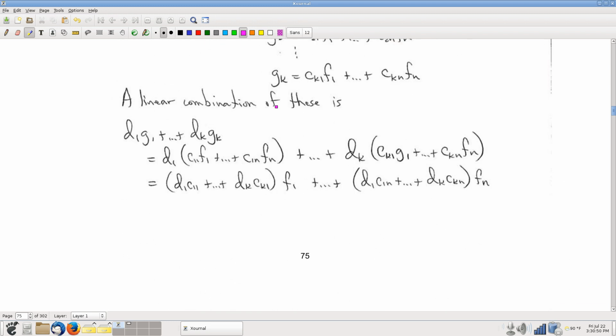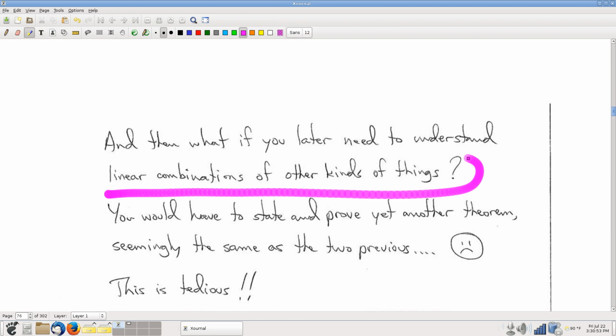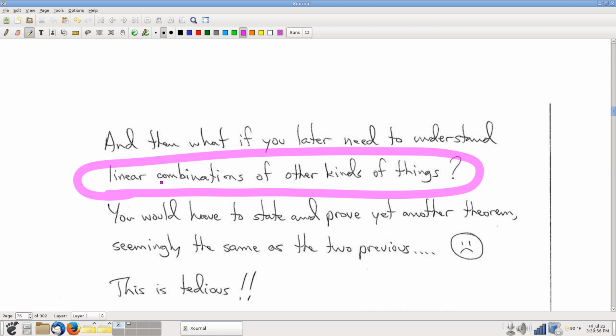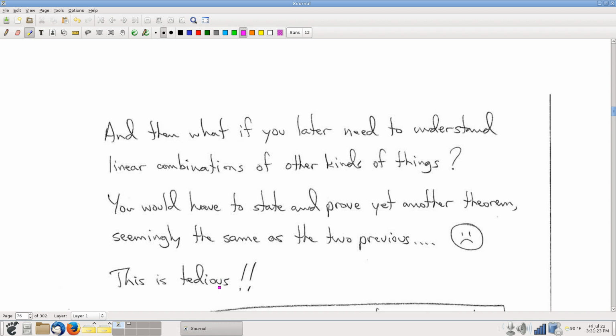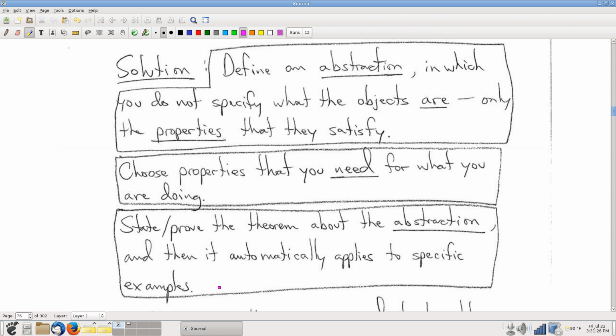Okay. Now suppose we find ourselves interested in linear combinations of other kinds of things. Well, gosh, are we going to have to do this all over again? Are we going to have to restate effectively and reprove seemingly this exact same theorem every time we find ourselves interested in taking linear combinations of different kinds of things? This is going to get tedious, right? This is something that we want to avoid, this kind of tedium. So there's a wonderful way to address this situation. The way we address it is with something called an abstraction. We're going to see several abstractions in this course. This is the first one.